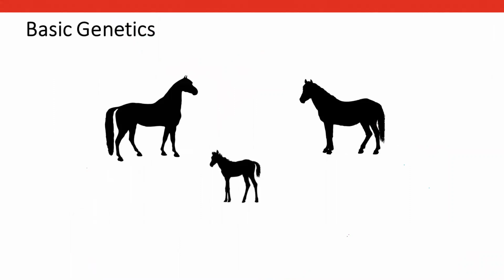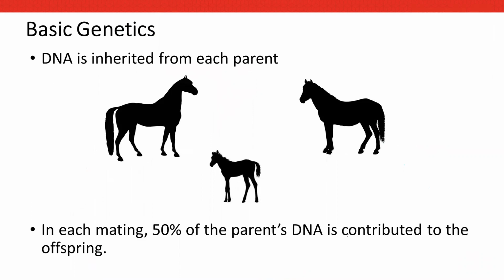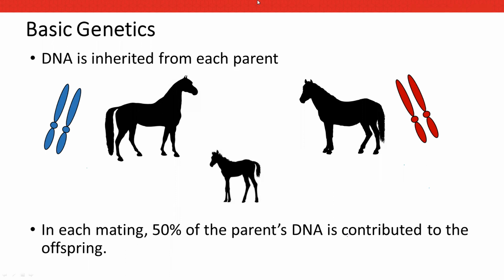So let's do a very little bit of basic genetics. Remember that our DNA is inherited from each parent, and that in every mating, 50% of the parent's DNA is contributed to the offspring. So if we say that this horse up here on our left is our sire, he is going to have 2 copies of every chromosome. He inherited one from his dad and one from his mom. Likewise, the mare has 2 copies of all of her chromosomes. She inherited one from her mom and one from her dad.